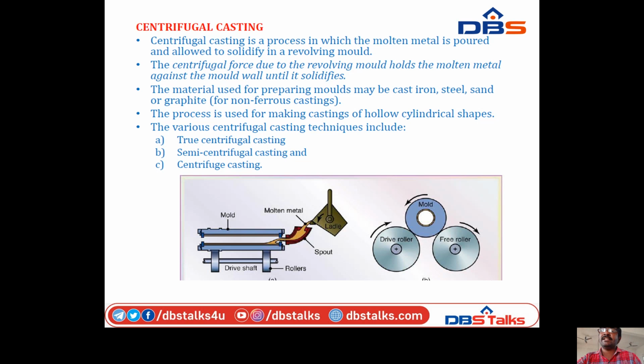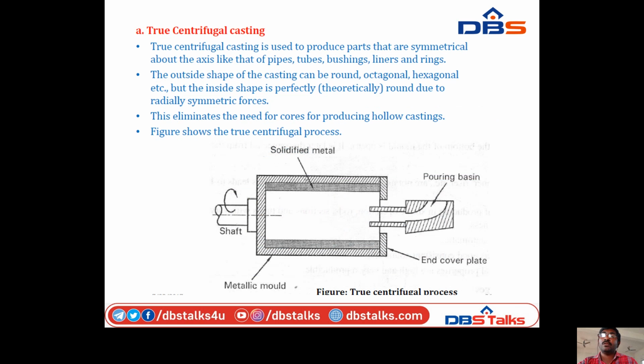The various centrifugal casting techniques involve true centrifugal casting, semi-centrifugal casting, and centrifuging. So first we can discuss true centrifugal casting. True centrifugal casting is used to produce parts that are symmetrical about an axis, like pipes, tubes, rings, liners, bushings.